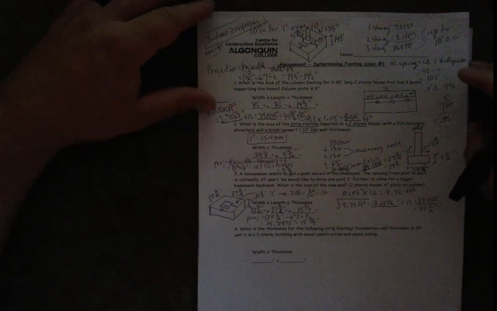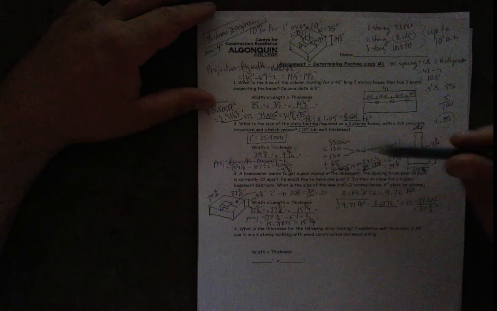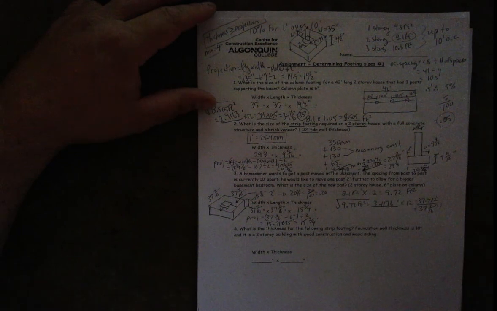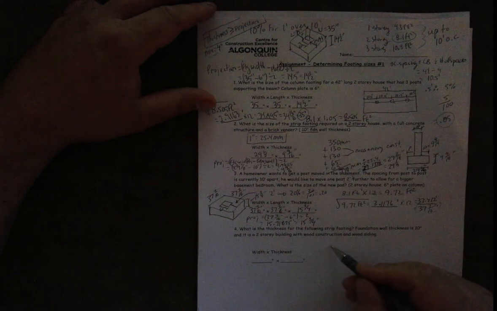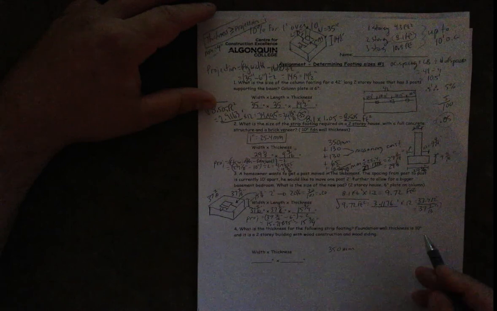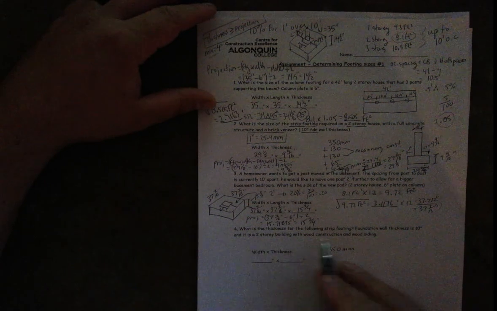A few examples there, kind of playing around with 2 column footings, 1 strip footing. I'm not going to bother with the last one yet. The last one's pretty straightforward. Just a matter of finding your, right, so if it's a 2-story, it starts off as 350, and then look at the criteria. So what is the thickness of the following strip footing? Foundation wall thickness is 10. It's a 2-story building with wood construction and wood siding, so that's basically as far as it goes.